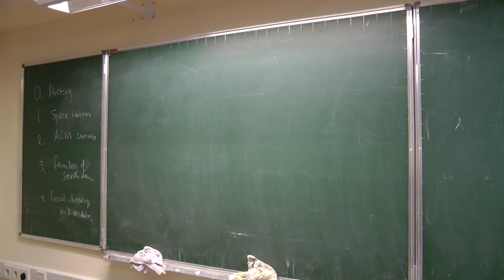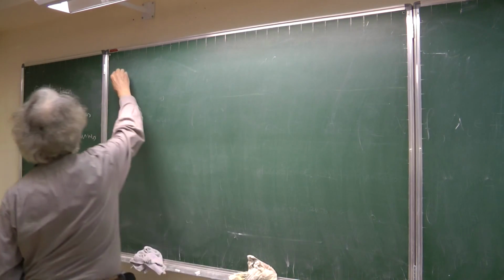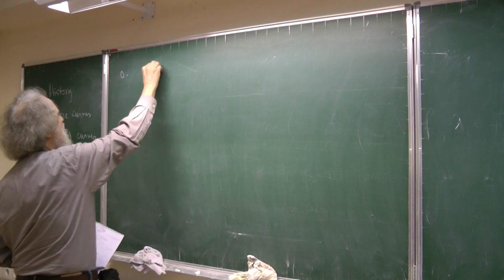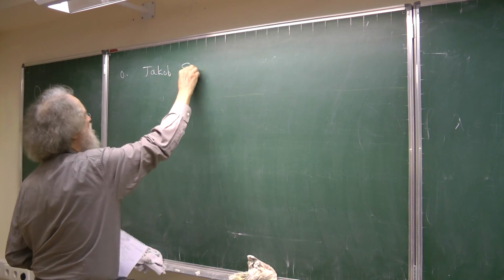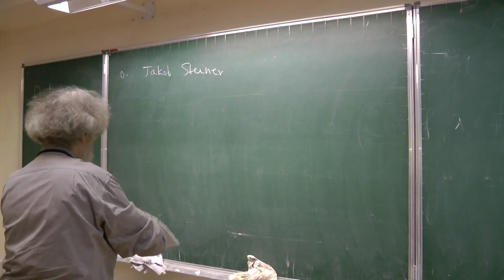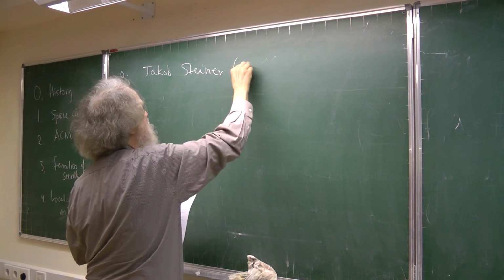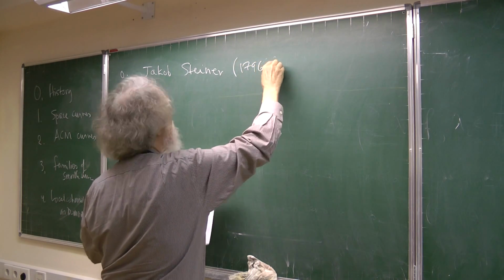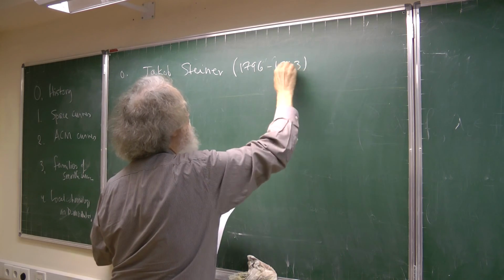So, since this is classical geometry I'm talking about, let's start with some history. So, let's start with Jakob Steiner. How many people know who Jakob Steiner is? So I'll start with, this is here. Jakob Steiner. And he was 1796 to 1863.